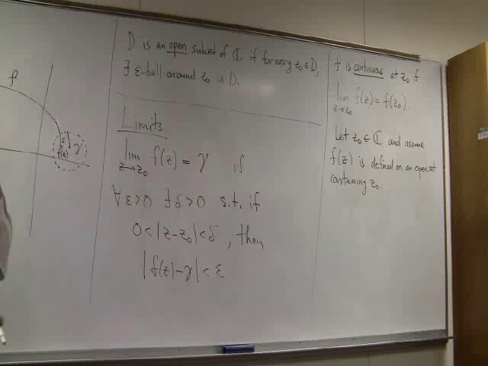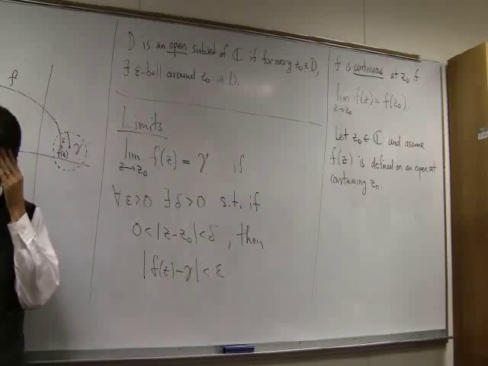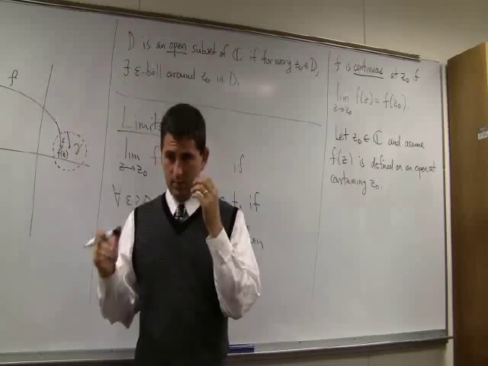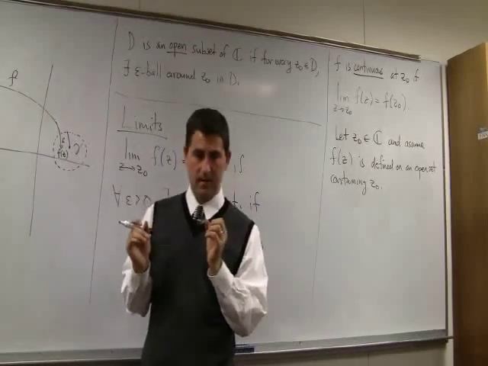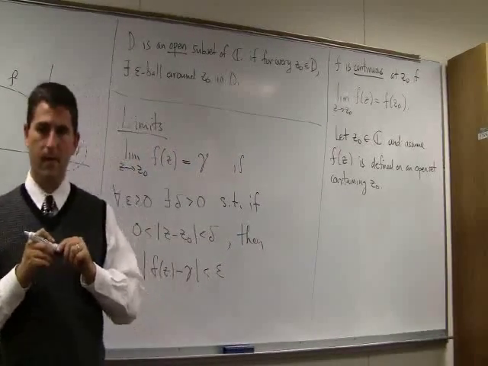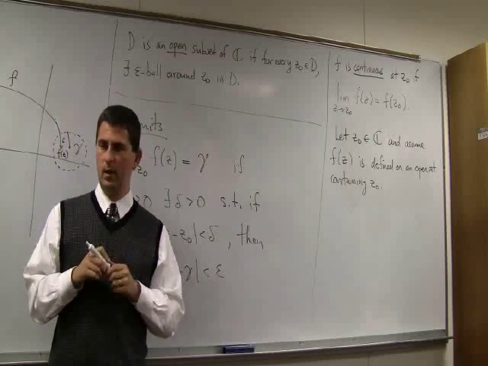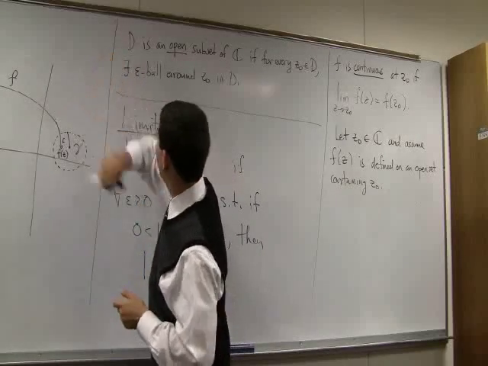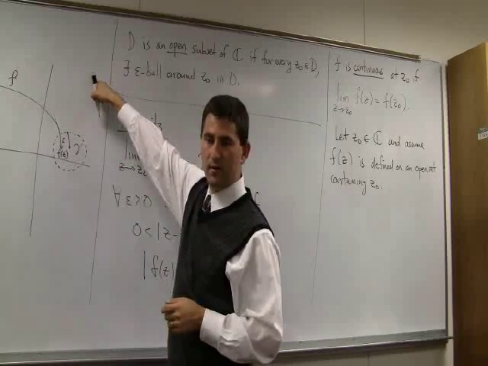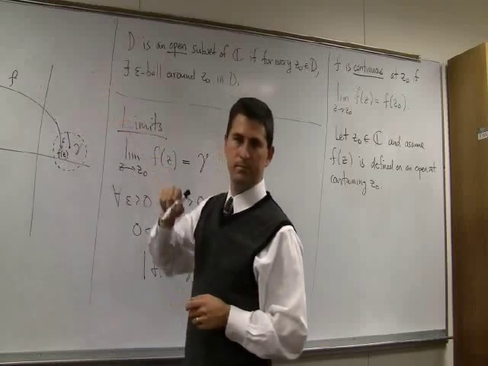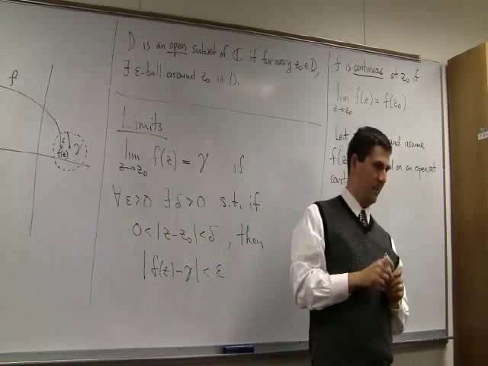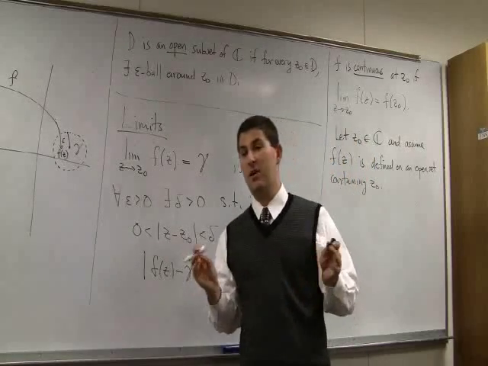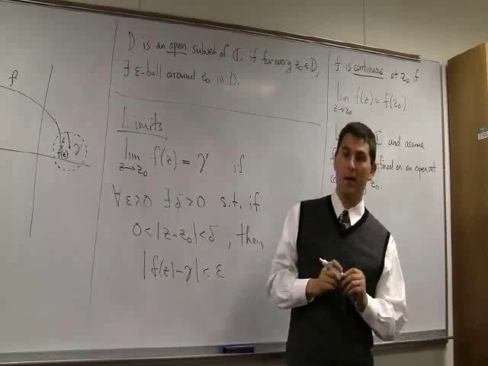Here's a good question for you. If I just take the point z naught, just one point by itself, is that an open set? Isn't it both? Can it be both, open and closed? By the way, some sets are neither open nor closed. That can happen also.